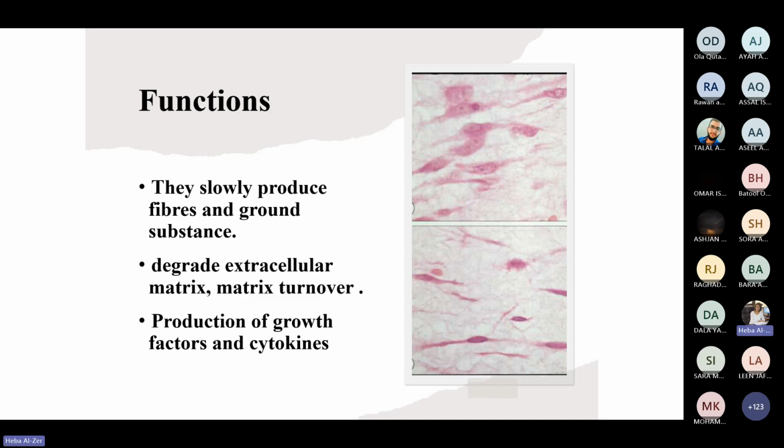What are the functions of the fibroblasts? The fibroblasts actually produce fibers and ground substance for the connective tissue, and they degrade the matrix they formed, which means they make a turnover of the extracellular matrix. They also produce growth factors and cytokines.